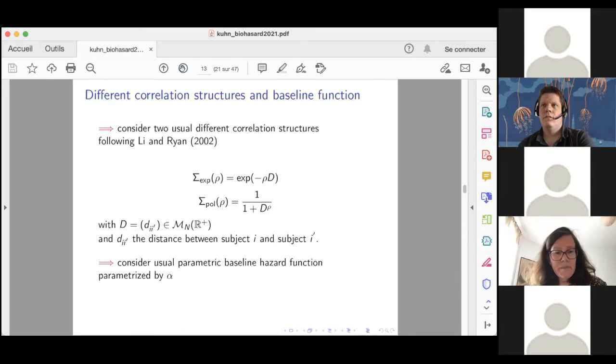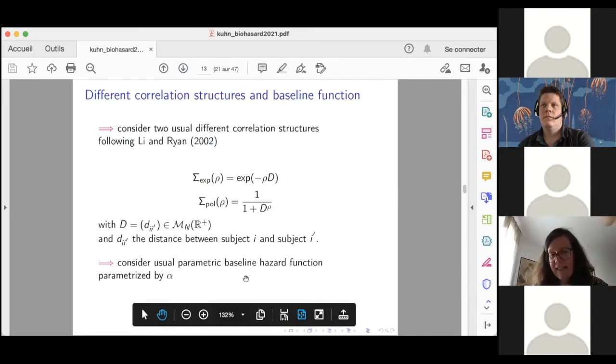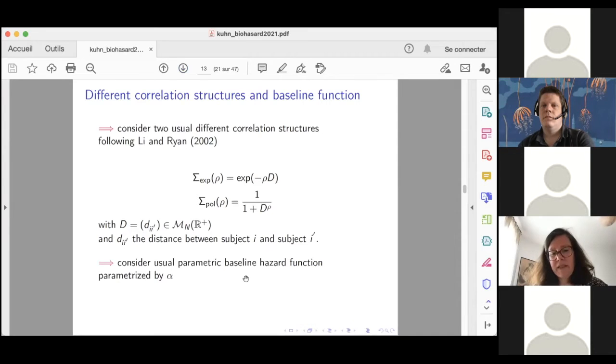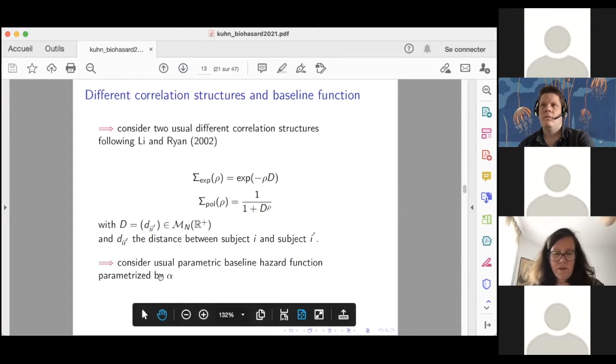And now we also consider a parametric form for the baseline hazard function lambda 0. So the usual choices are Weibull, Gompertz, or constant, or piecewise constant parametric forms. And in general, we denote by alpha this parameter. So the whole model parameters are theta, containing alpha from the baseline hazard, beta, which is the regression vector of the covariates, and sigma square and rho, which are the parameters of the covariance structure.